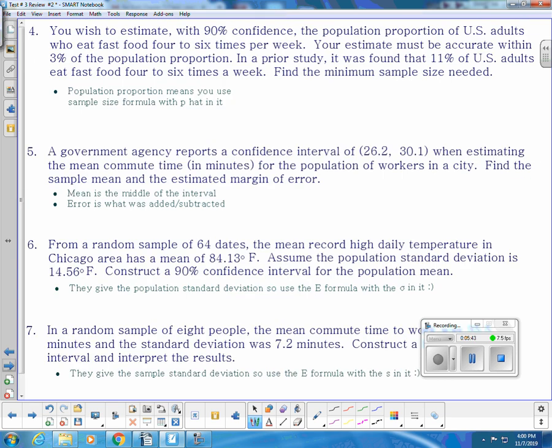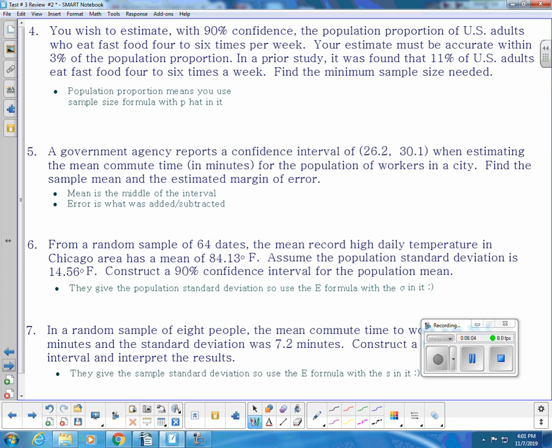Number 4, you want to estimate with 90% confidence the population proportion of U.S. adults who eat fast food 4 to 6 times a week. Your estimate must be accurate within 3% of the population proportion. In a prior study, it was found that 11% of the U.S. adults eat fast food 4 to 6 times a week. Find the minimum sample size needed.